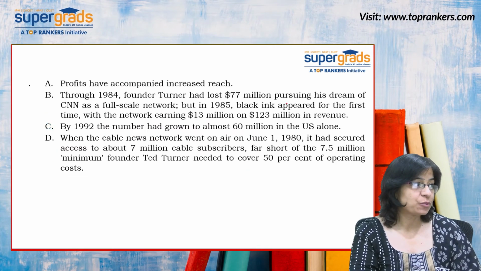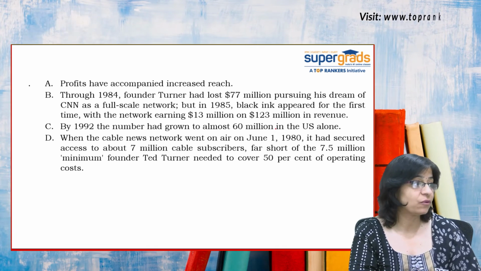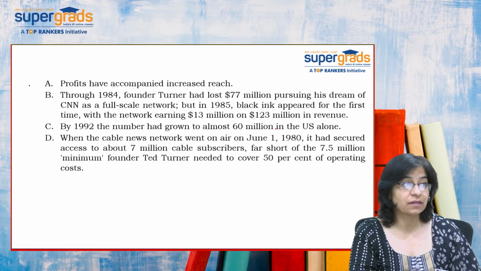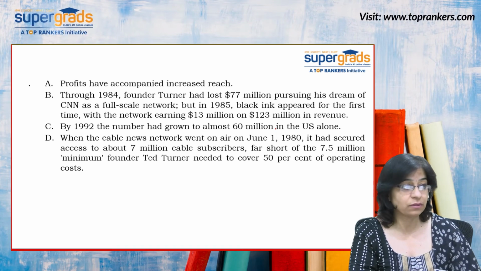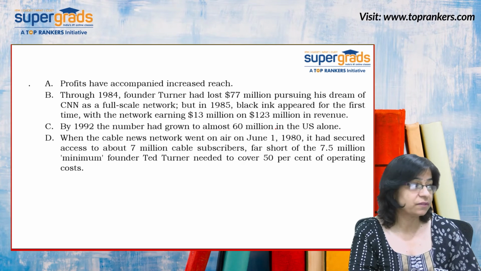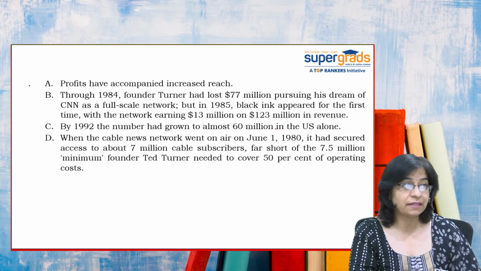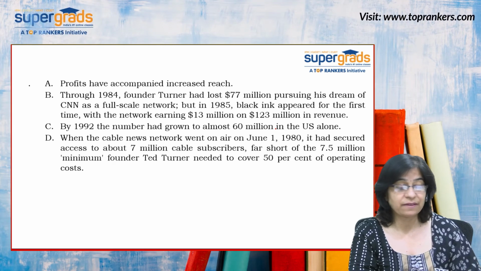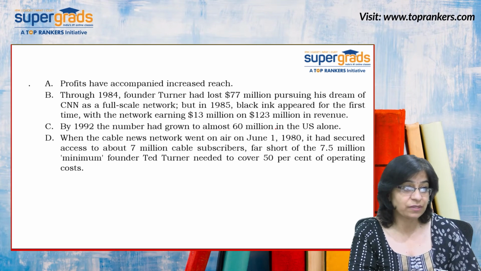Now back to another sentence. Profits have increased. Through 1984, founder Turner had lost $77 million pursuing his dream of CNN as a full-scale network. But in 85, black ink appeared for the first time with the network earning $13 million on $123 million in revenue. By 1992, the number had grown to almost 60 million in US alone.